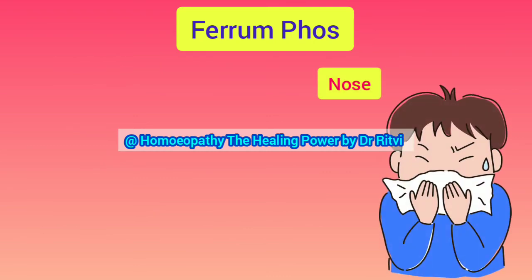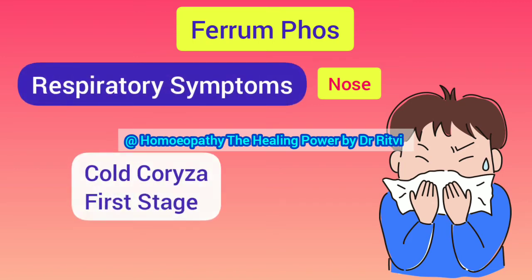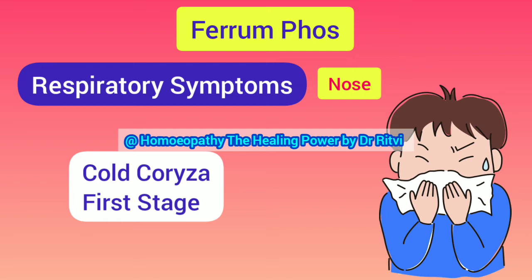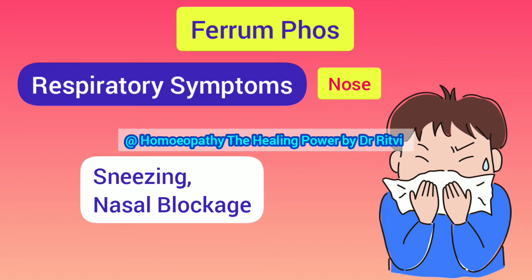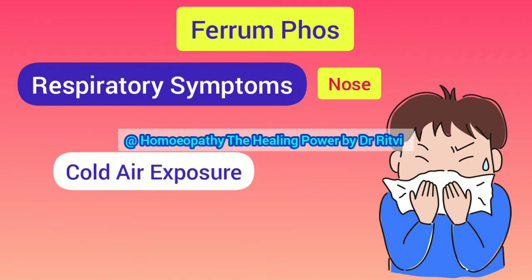Let's start with the nose symptoms. Ferrum Phos is a useful medicine in the cases of first stage of cold coryza. Patient suffers from severe sneezing and nasal blockage. There is watery discharge from nose. And friends, here the cause of coryza is due to cold environment or exposure to the cold air.